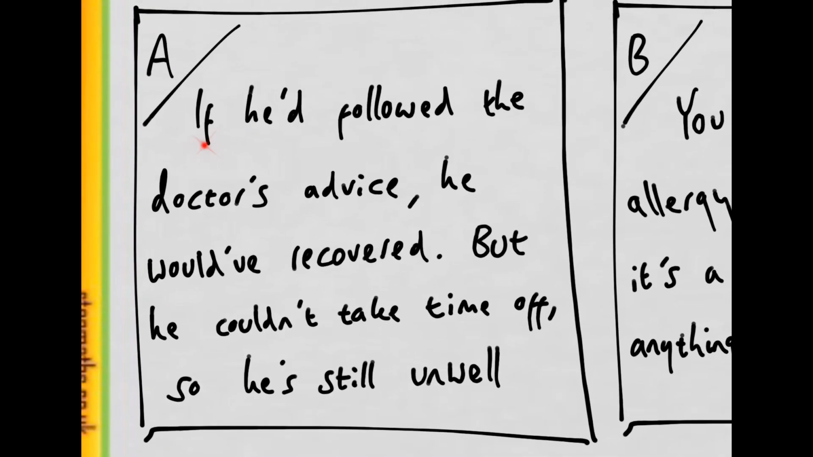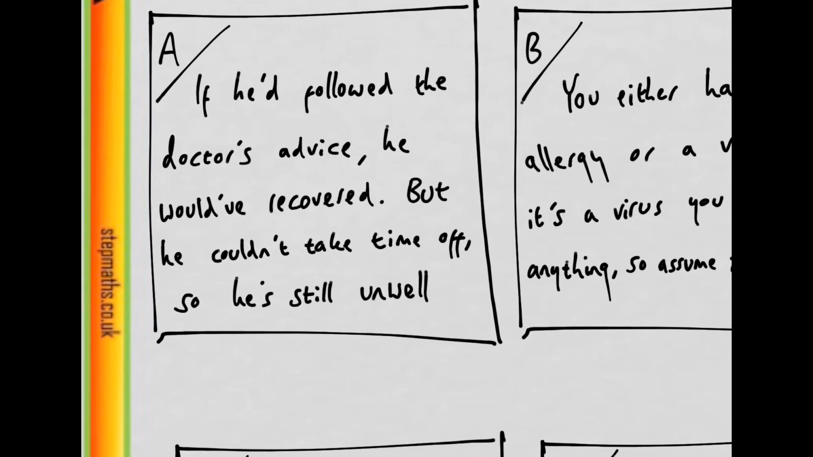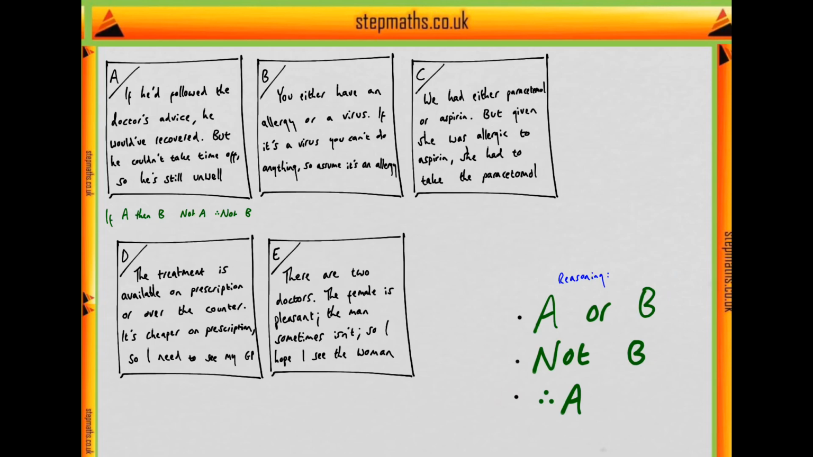A says, if he'd followed the doctor's advice, he would have recovered by now. But he couldn't take time off, i.e. he didn't follow the doctor's advice, and so he's still unwell, i.e. he hasn't yet recovered. So the logical form of this option seems to be, if A, then B: followed advice, would have recovered. Not A, not followed the advice, therefore not B, not recovered. And if we compare this to the reasoning used in the passage, we see that it doesn't match.